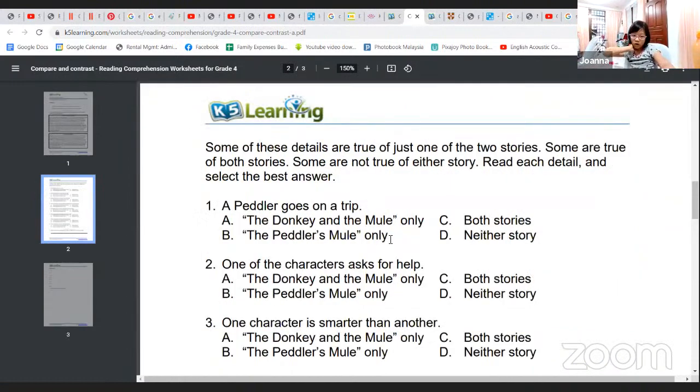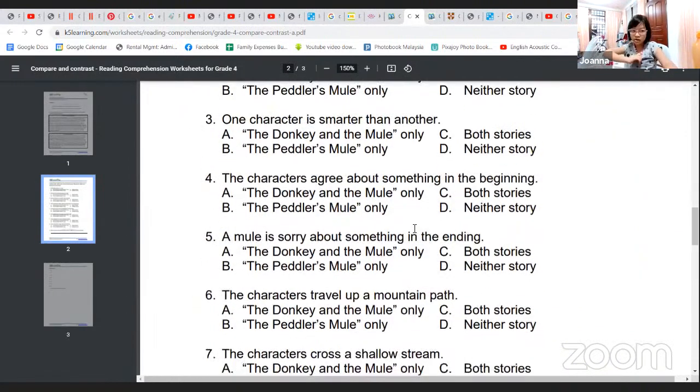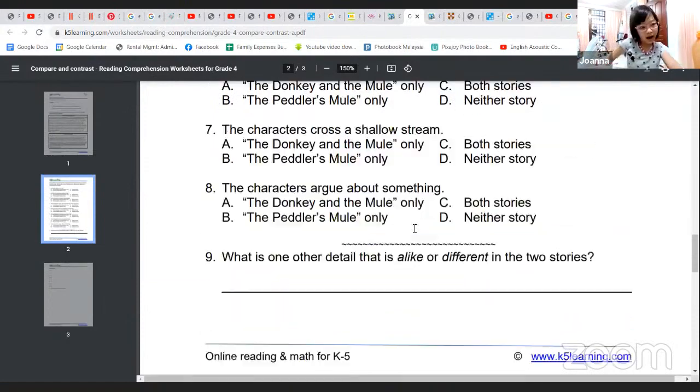Oh. Okay. Go to buy salt is the peddler lah. Yes, that's right.